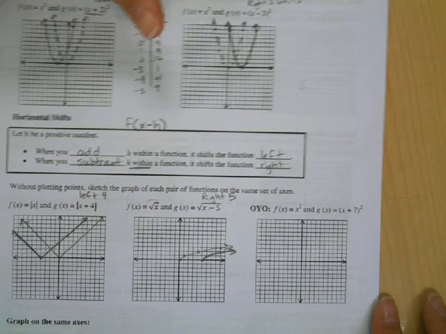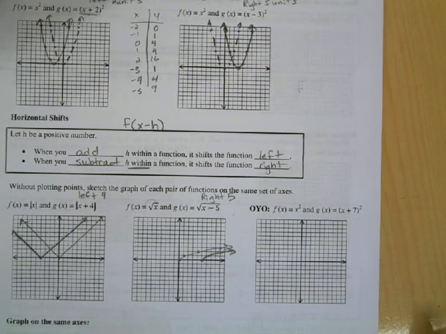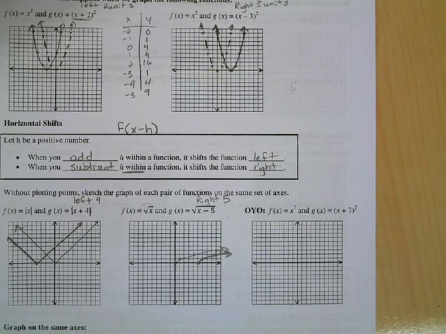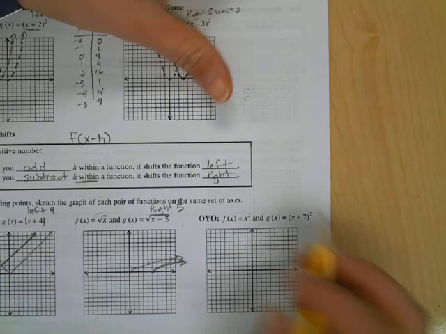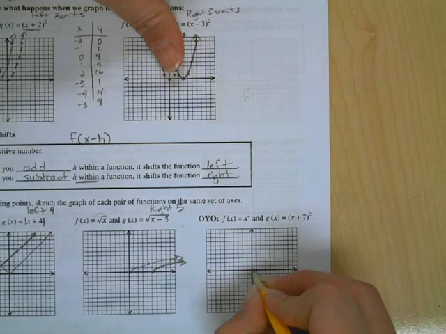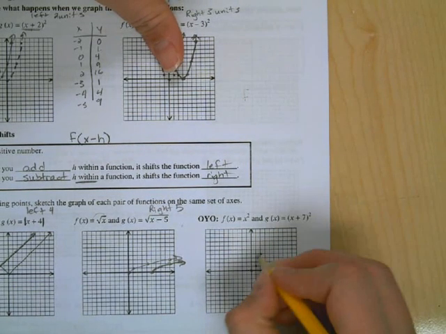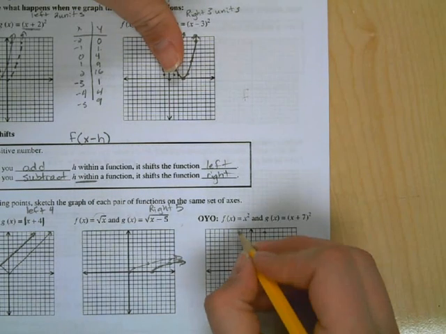So I take this time, okay, hit the pause button, see if you can do the next graph, see if you can get the same answer that I do. I'm going to go ahead and keep on going, starting with my parent function. 0, 0, 1, 1, 4, 2, 9, 3, other side.